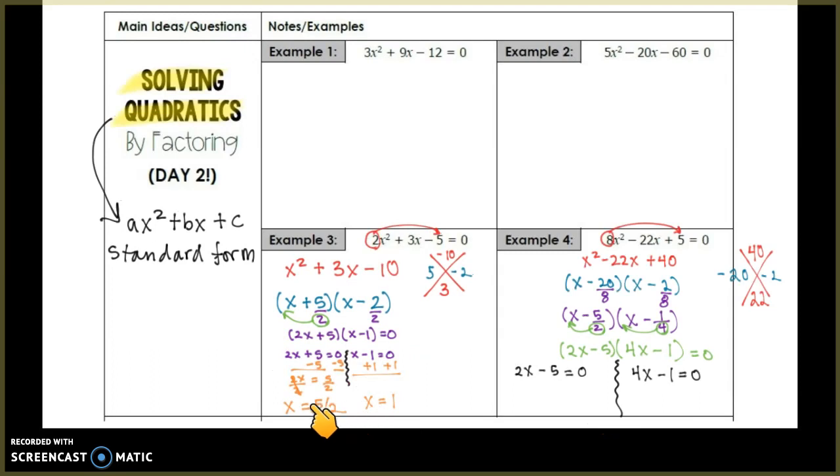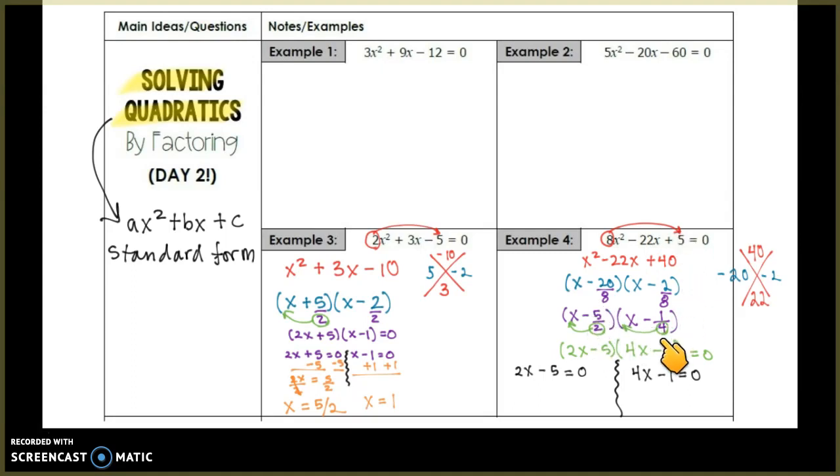So these are the two solutions for example 3 when x is 5 halves, or when x is 1. This quadratic equation up here is going to be equivalent to 0. So example 4, same thing, slip the 8 over to 5, and we get x squared minus 22x plus 40. You should find your two factors here, and you can factor this out as x minus 20 and x minus 2. But remember, you have to divide that by 8 since that's the number we slipped over earlier.